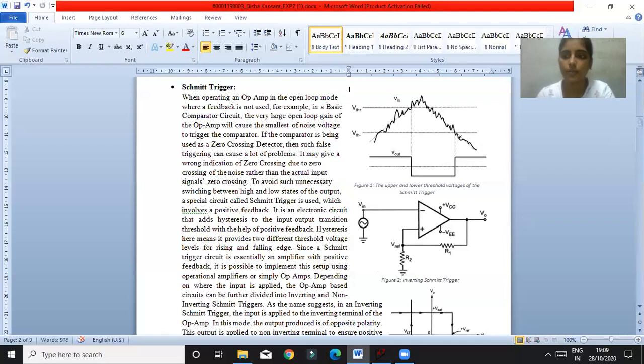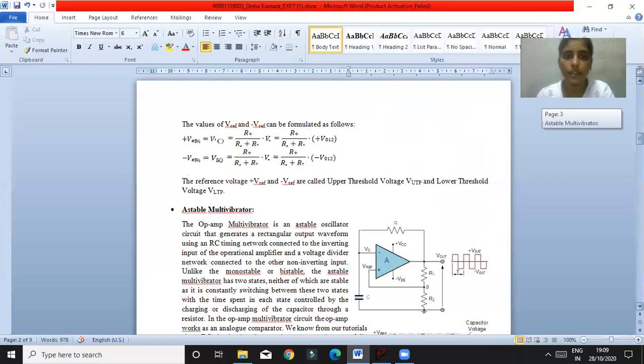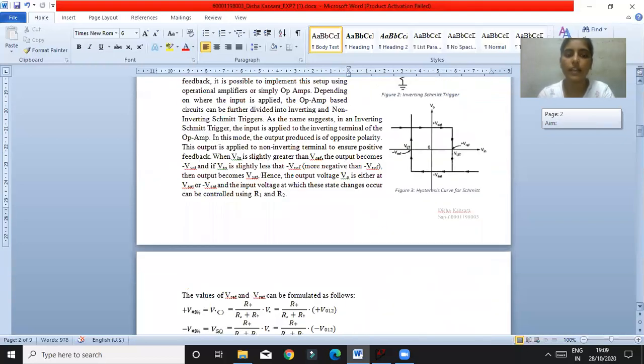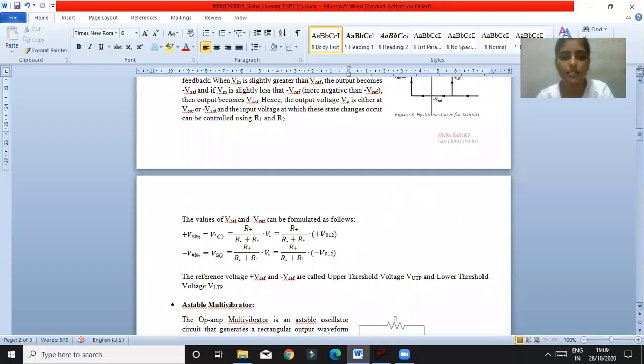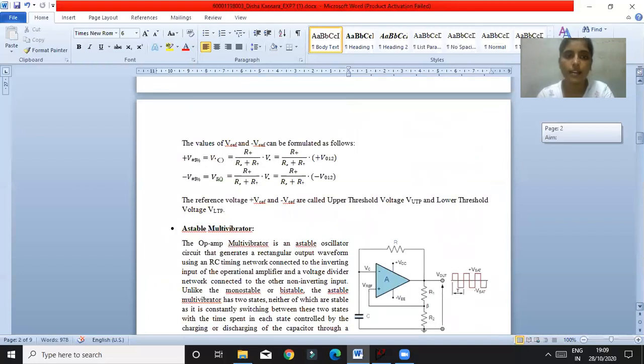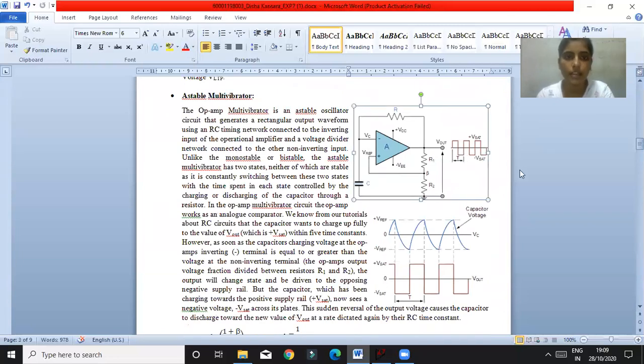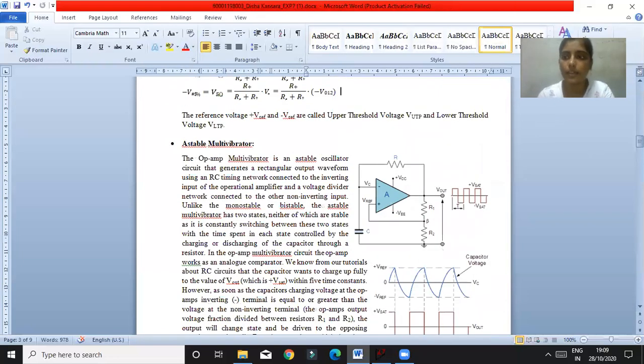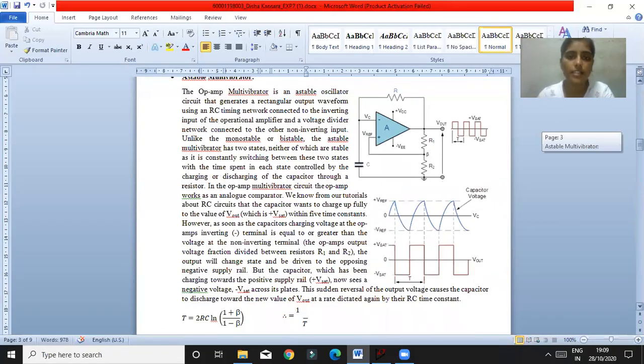So this is the short information about the Schmitt trigger. For the hysteresis, the reference voltages plus Vref and minus Vref are called the upper threshold voltage and the lower threshold voltage. This is the circuit of the astable multivibrator. The op-amp multivibrator is an astable oscillator circuit that generates a rectangular output waveform using an RC timing network connected to the inverting input of the operational amplifier and a voltage divider network connected to the non-inverting input.